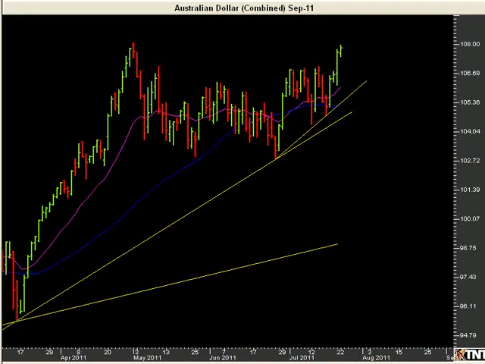Throw a trend line on your chart. If nothing else, it will help keep you on the right side of the trade by paying attention to which side of the market, which side of the trend line the market is actually trading on.